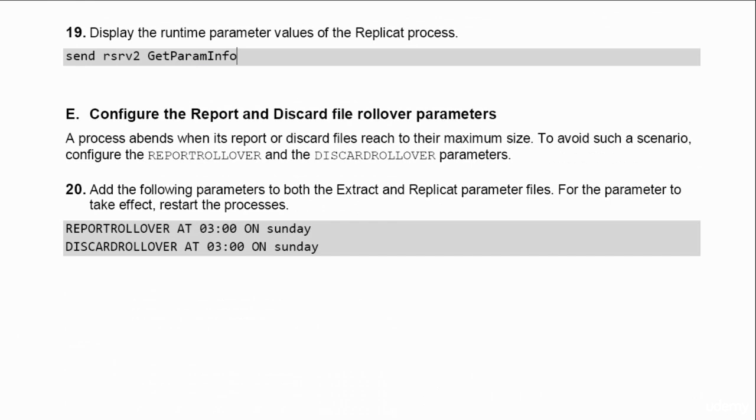In this section of the practice, you will configure the report rollover and the discard rollover parameters. Add the following parameters to both the extract and replicate parameter files. You must restart the processes after you make these changes.